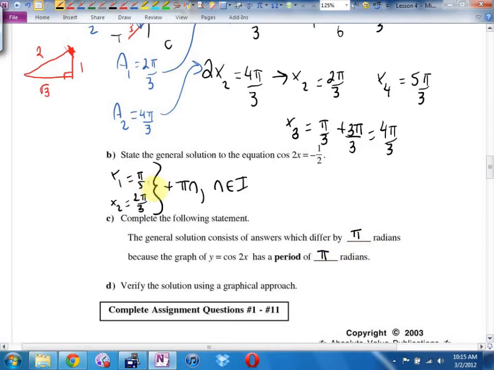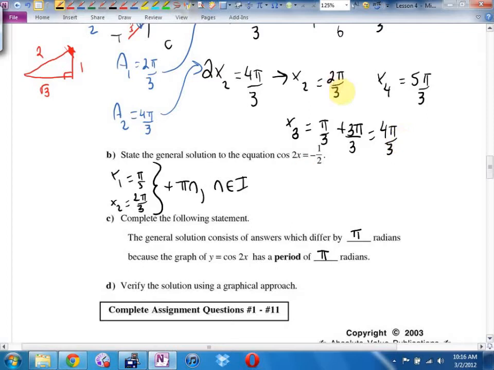In fact, I could rattle them off really easy. 4 pi by 3. You know what the next one is? 7 pi by 3, 10 pi by 3, 13 pi by 3, 16 pi by 3, 19 pi by 3, 22 pi by 3, 25 pi by 3, 28 pi by 3, 31 pi by 3. I can keep going. Just keep adding 3 pi by 3, rattling them off. Those are the ones that are generated by my first x value.